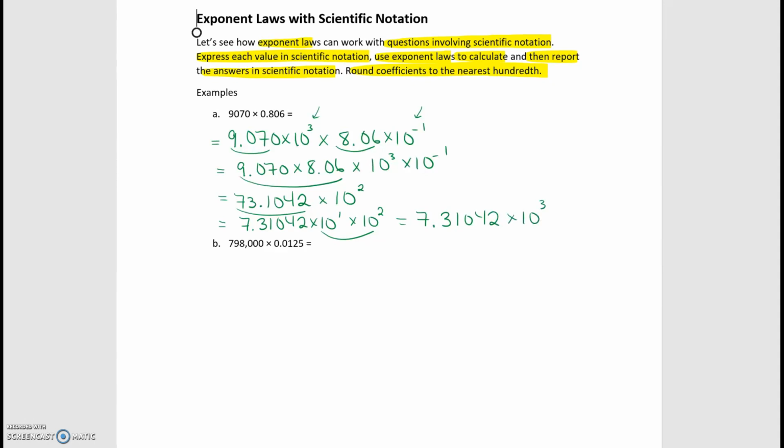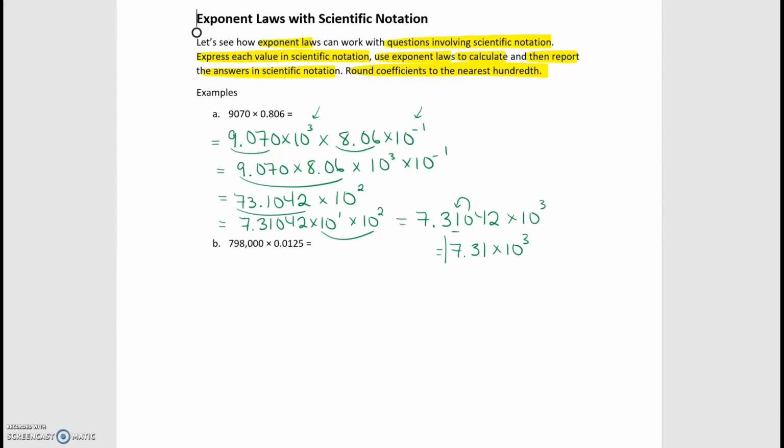And we'll pay attention to our rounding instructions. It's set to the nearest hundredth. So the 3 is the tenths, the 1 is the hundredths. The 0 to the right of it does not bump the 1, so our final answer is 7.31 times 10 to the 3.